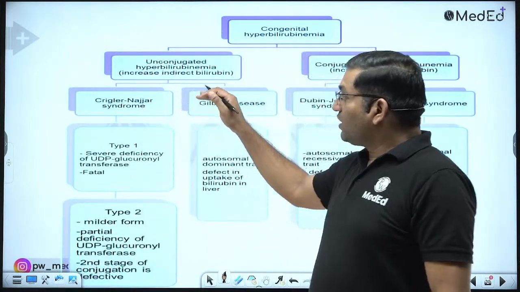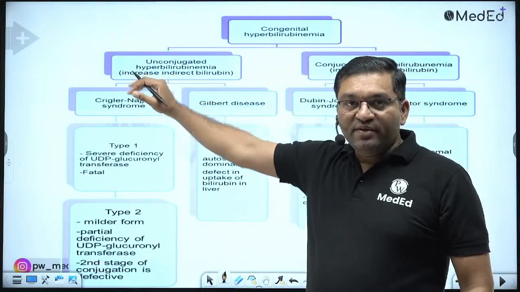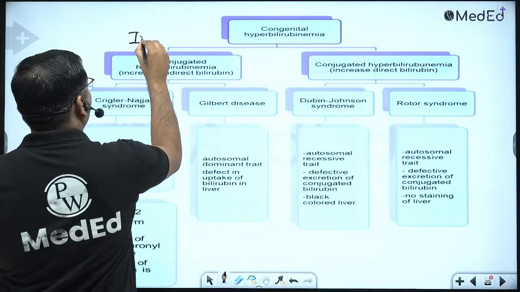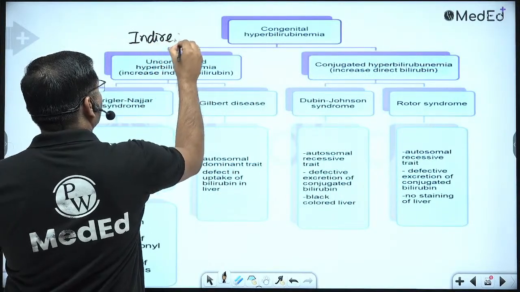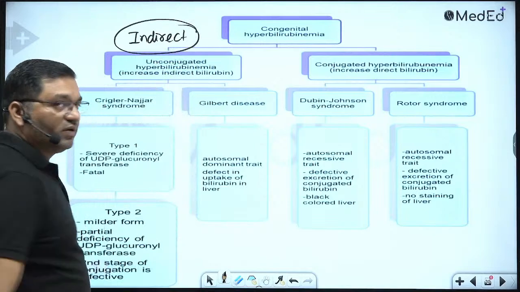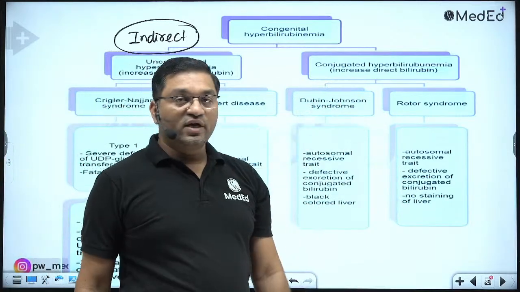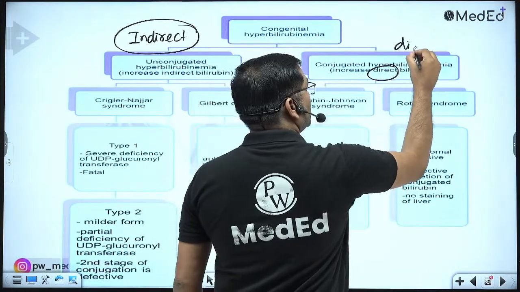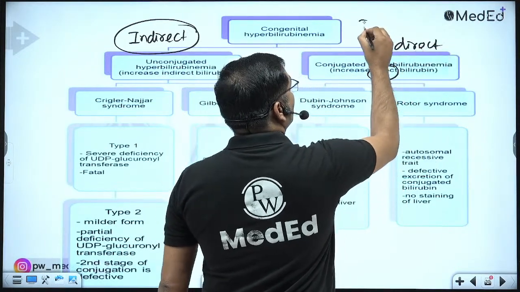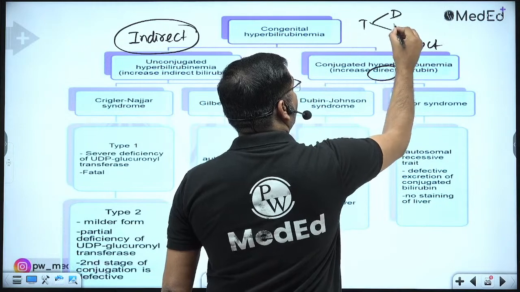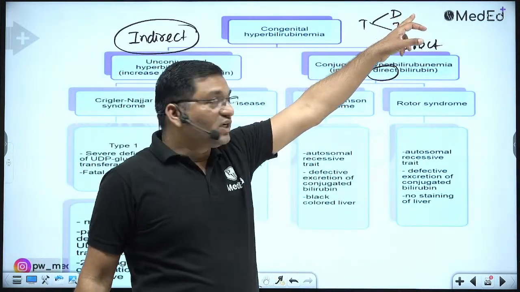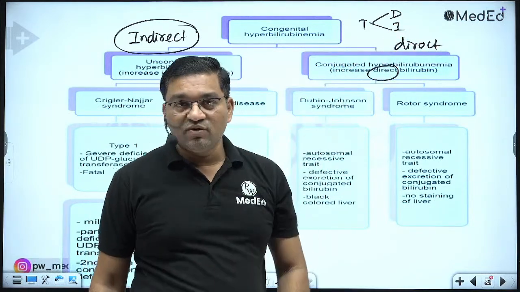Now see, unconjugated hyperbilirubinemia means an increase in the indirect or unconjugated bilirubin. Conjugated hyperbilirubinemia means there is an increase in the direct bilirubin. So total bilirubin is direct plus indirect. Direct bilirubin means conjugated bilirubin. Indirect means unconjugated bilirubin.